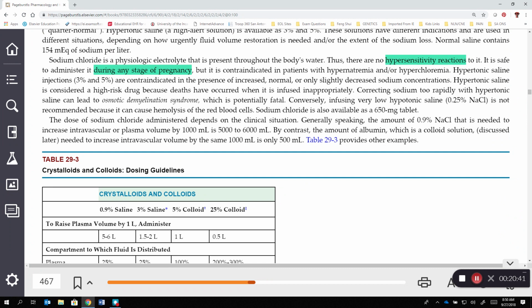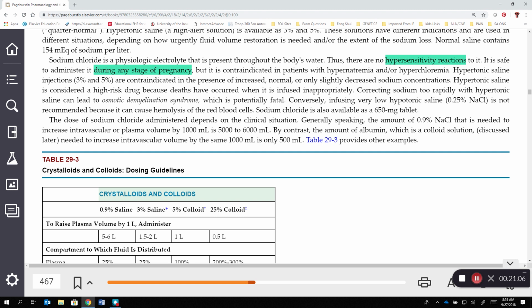But if somebody has hypernatremia, they have a high level of sodium, we are not going to be giving them a lot of sodium chloride. If we need fluids, we may do lactated Ringer's. It has no sodium as far as I remember, or very little, or we might have to choose even a dextrose solution.